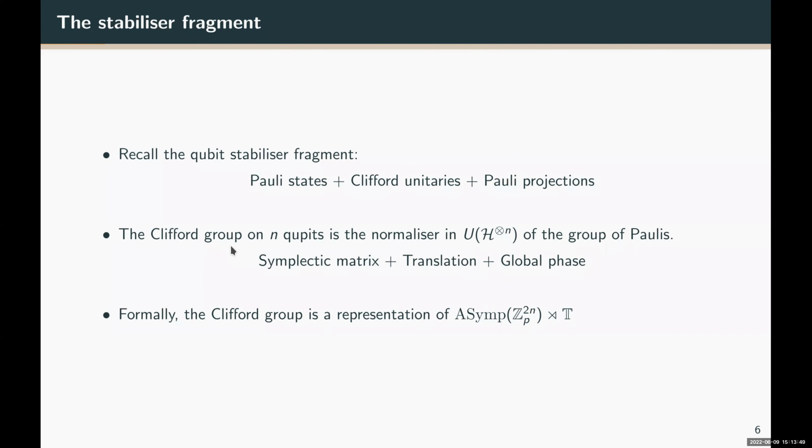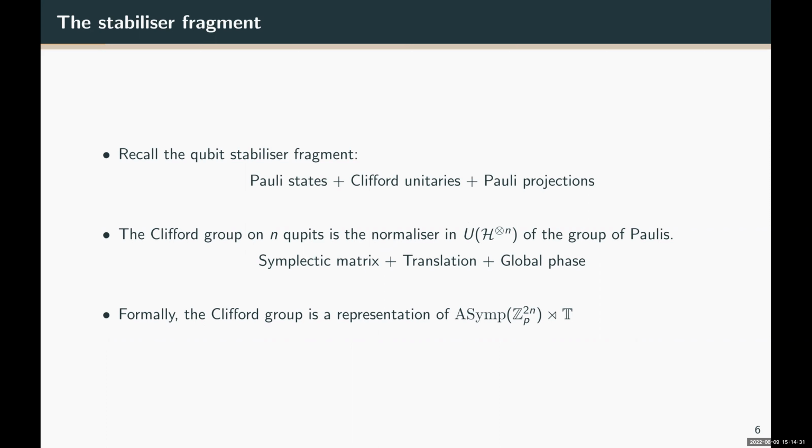Perfect. In the prime-dimensional case, we are going to take exactly the same rule for generating the stabilizer fragment. We will replace our Pauli states with the Pauli states for p-dimensional Hilbert space, which are the eigenvectors of the Pauli operators I just presented. The Clifford unitaries are defined analogously to the qubit case as the normalizer of the group of Paulis in the group of unitaries acting on the Hilbert space.